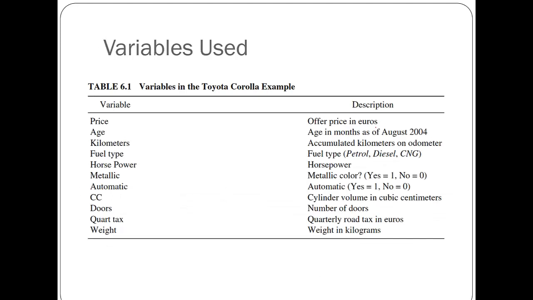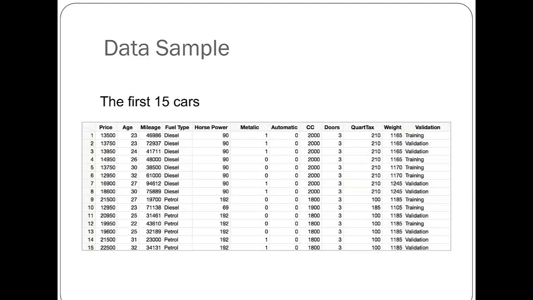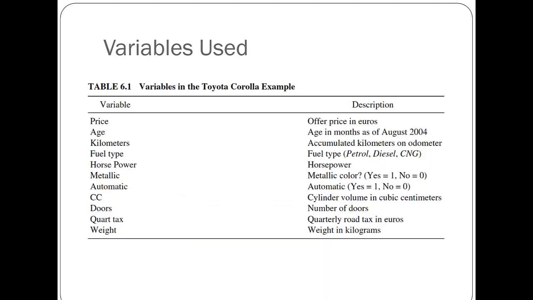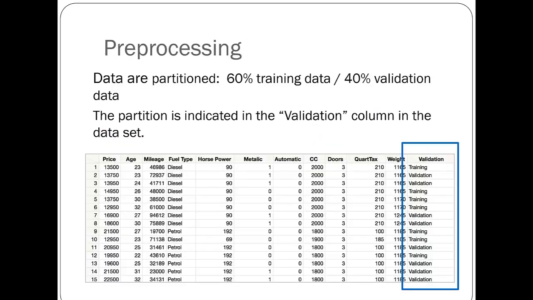Notice the price is in euros, and you saw that many of the fuel types, at least the first few, are diesel, and there's not too many Toyota Corollas in the United States that are diesel powered, so another indication that this is data coming from Europe. Weight is also in kilograms. So let's start off by doing some pre-processing. Pre-processing is something that you always have to do when you're data mining. In this case, we need to form a partition, or rather look to verify that there is a partition. You'll see that there's already a validation column in this data set.